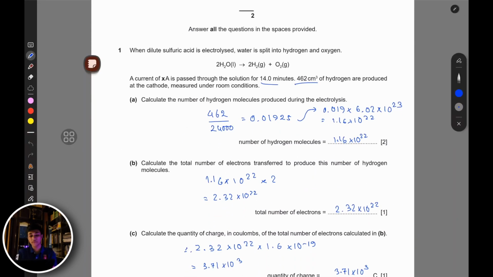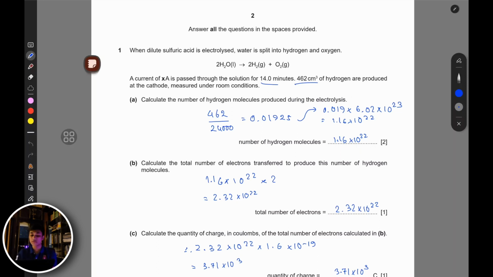When dilute sulfuric acid is electrolyzed, water is split into hydrogen and oxygen. A current of X amp is passed through the solution for 14 minutes and 462 cm cube of hydrogen are produced at the cathode, measured under room conditions. Calculate the number of hydrogen molecules produced during the electrolysis process.